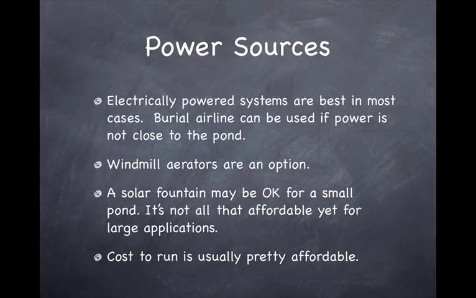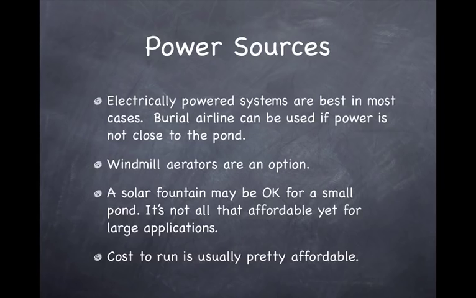Again, I think powered systems are better, but at least at that level and that size of pond, a small backyard pond, maybe 2,500 gallons max, a solar fountain just might help out, and they're pretty affordable.